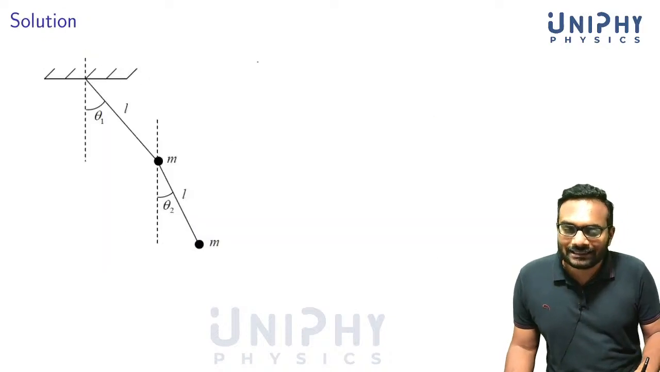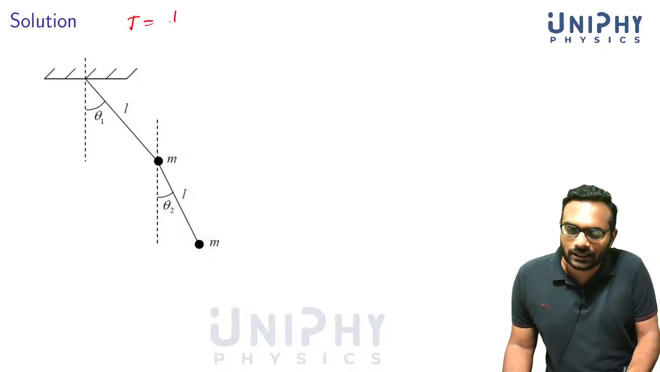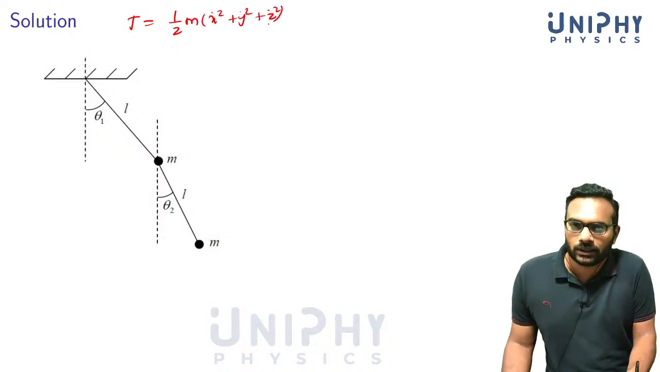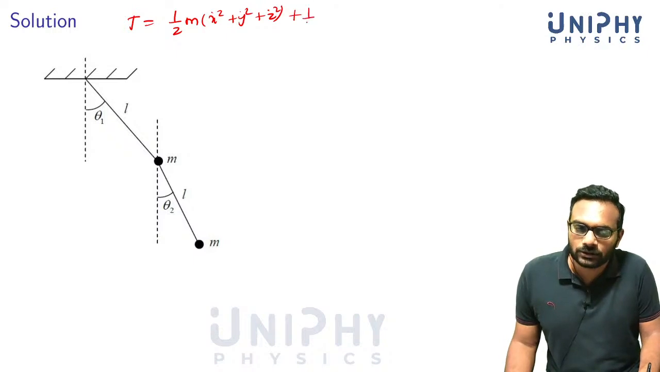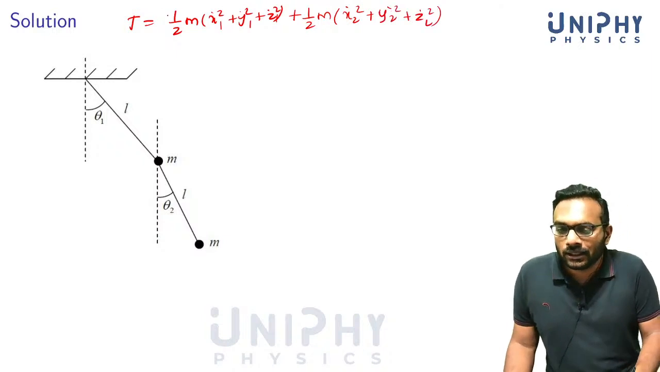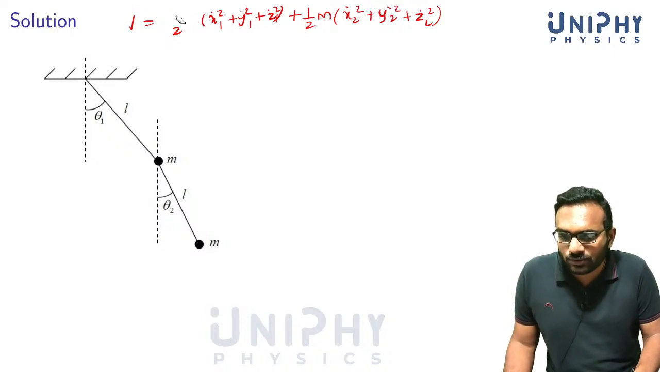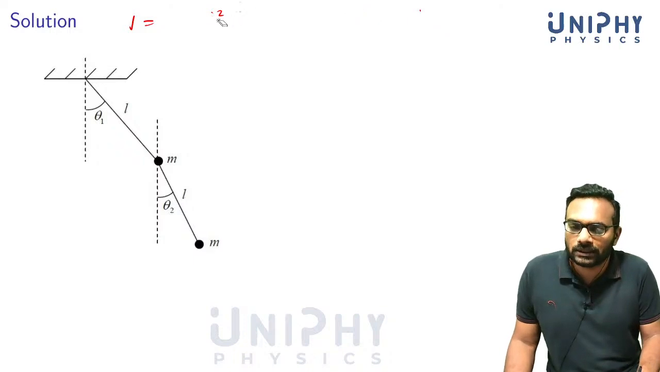Now the easiest way to do this is to go systematically. Kinetic energy is half m x dot square plus y dot square plus z dot square. Since you have 2 masses, you will have to add the contributions of the 2 objects. So we can write half m x1 dot square plus y1 dot square plus z1 dot square plus half m x2 dot square plus y2 dot square plus z2 dot square. This is the kinetic energy. Now we need to write x1 dot, y1 dot, z1 dot, etc. in terms of theta 1 and theta 2, and then square and add. Our job is done.